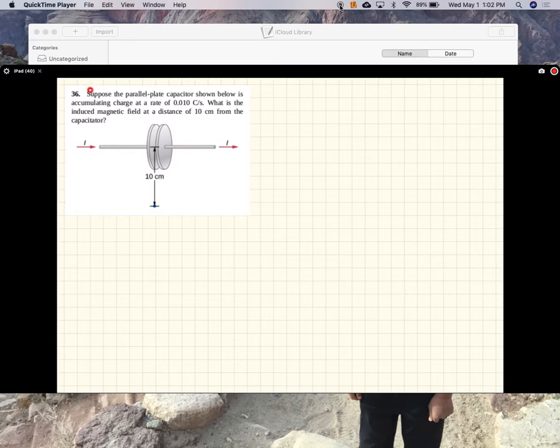So this problem says, suppose the parallel plate capacitor shown below is accumulating charge at a rate of 0.01 coulombs per second. What's the induced magnetic field at a distance of 10 centimeters from the capacitor? Okay, so we are going to use one of Maxwell's equations to solve this.